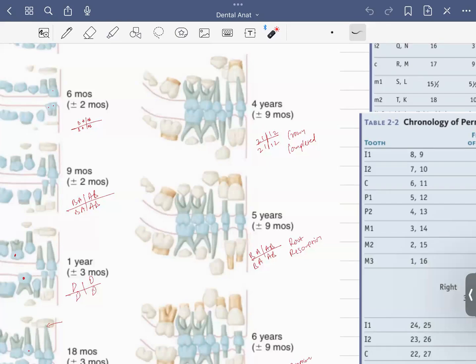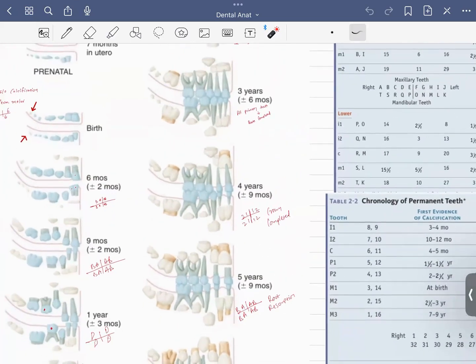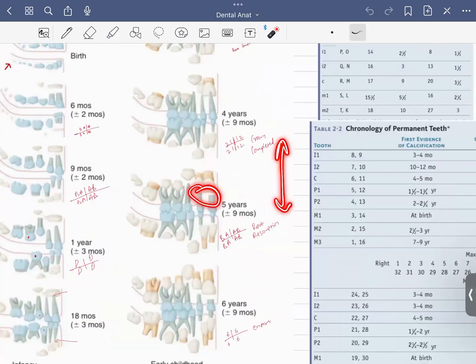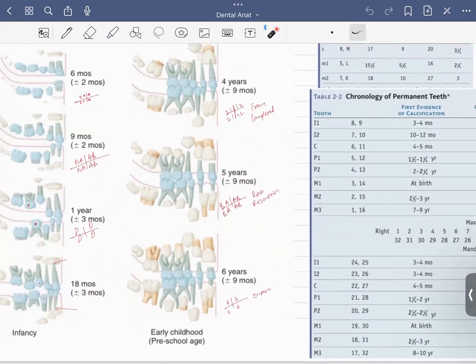So if these same images are there, how will we identify whether it is 4 years plus or minus 9 months or 5 years plus or minus 9 months? What is the factor that we'll have to decide from? The root resorption. Correct. So this as such we see 3 years, 4 years and 5 years. Remember at 3 years, 4 years, 5 years, all the teeth have erupted. They are all in occlusion. Differentiating between 3 and 4 is crown completion of the central incisor, and differentiating between 4 and 5 years is resorption of the deciduous central incisors. Got it? Yes, sir. Okay, next.